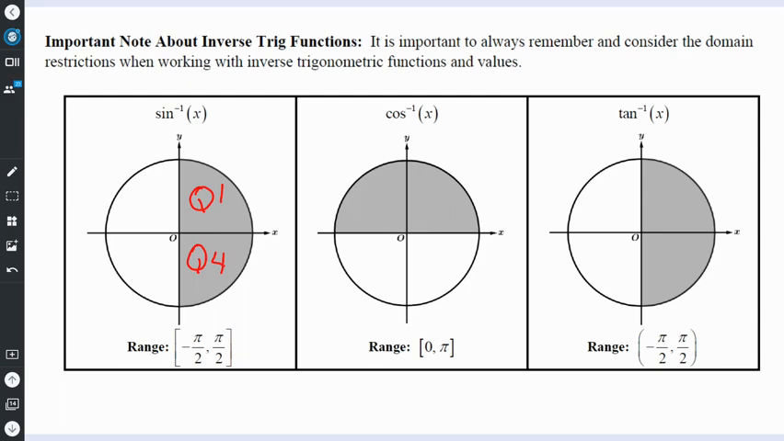The same thing for the inverse of cosine. Your answers can only be in quadrant 1 and quadrant 2. Inverse of cosine is a little bit easier because all of these angles are between 0 and pi. The same thing goes for tangent. Your answers have to be in quadrant 1 or quadrant 4, and it has to match the range. Also with tangent, it does not include negative pi over 2 or pi over 2. I know this might not make sense right now, but we'll do examples tomorrow.